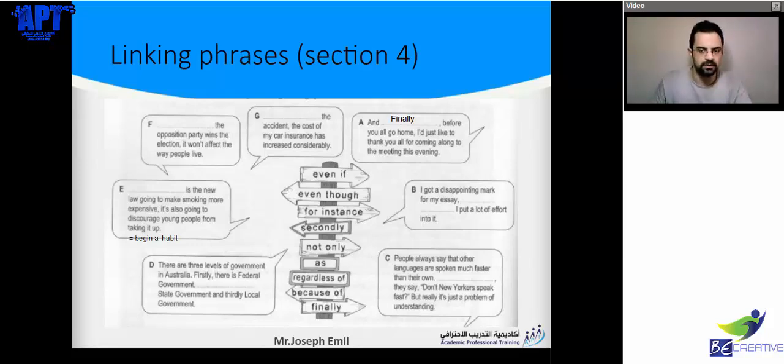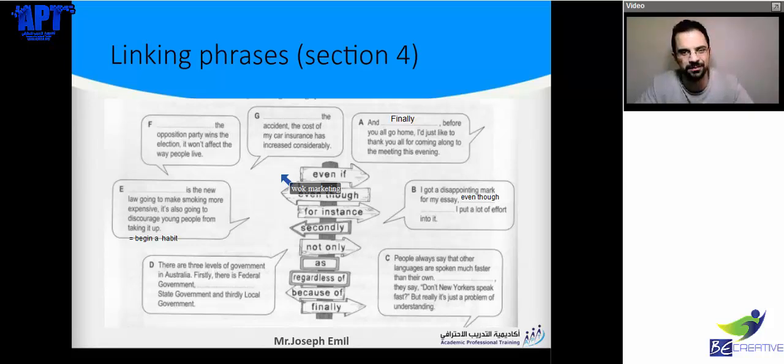What about B? I got a disappointing mark for my essay, although I put a lot of effort into it. Of course, although it's not written, but it carries the same meaning as even though. Okay? Even though. So here's another linking phrase here.